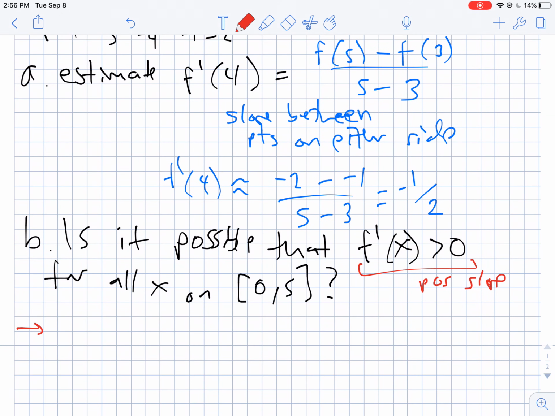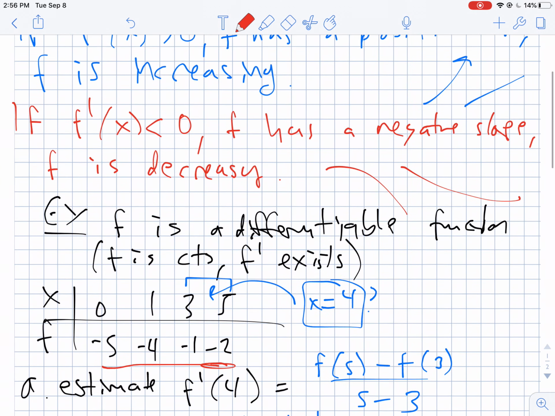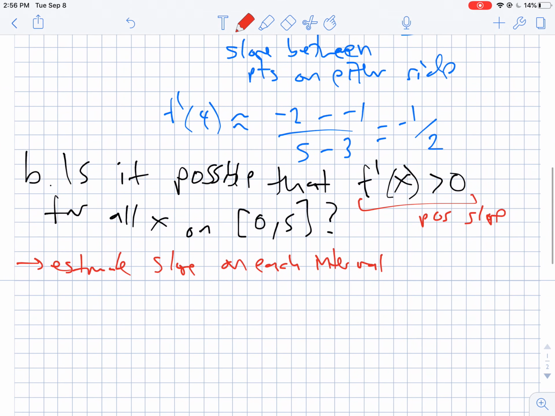So what I'm going to do is estimate the slope on each interval. I'm going to find the average slope and ask myself, is there a positive slope? Is my f of x always increasing? You might look at this immediately and say, okay, well, it's going up and then it goes down at the end. So the answer is no, because it's not always increasing. But it's a good idea to find the average slope from 0 to 1, the average slope from 1 to 3, and the average slope again from 3 to 5.